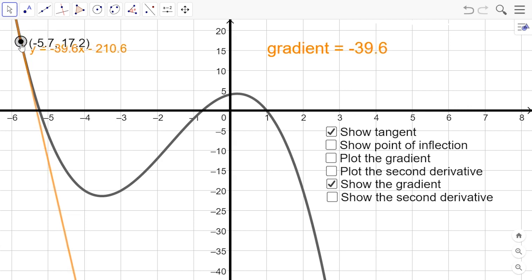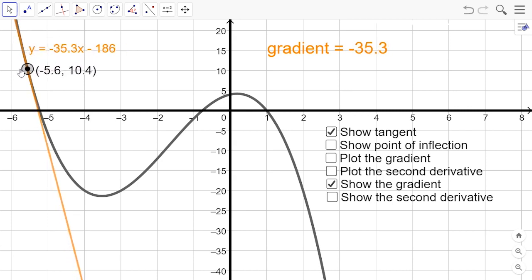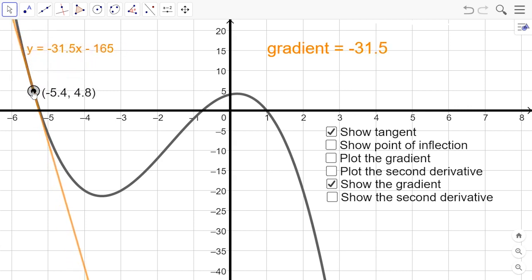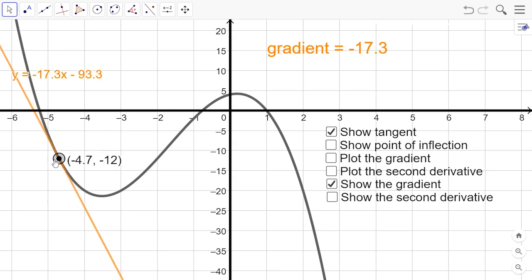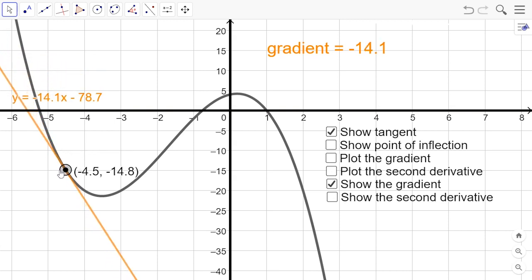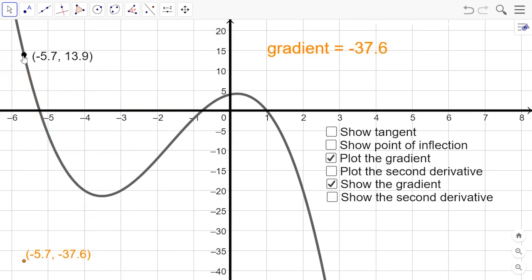Now we're plotting the tangent to the curve, and we can see, not surprisingly, that the gradient of the tangent is exactly the same as the gradient, the instantaneous gradient of the curve. What we're going to do now is plot the gradient of the function as we move along. So the orange dot in the bottom left-hand corner of the screen is representing the gradient. You can see the y coordinate of that point is the same as the gradient.